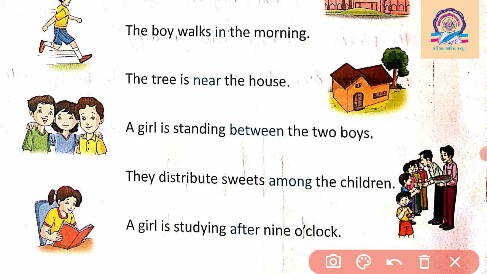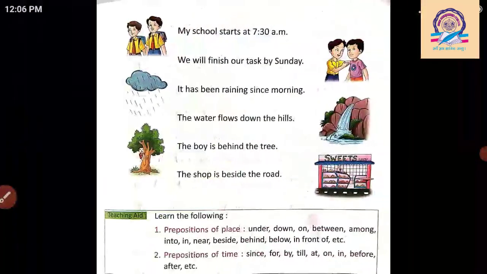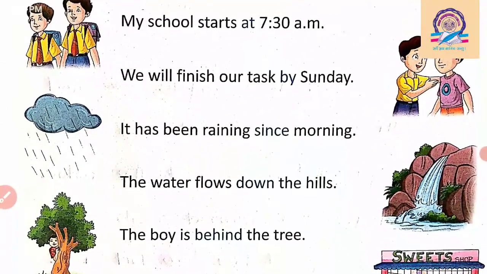The girl is studying after 9 o'clock. So after and before: after means a fixed time is given here. After 9 means before 9 she is not reading, but when 9 o'clock occurred, at that time she started her reading work. So after means some fixed time; after some fixed time she started her work. We can use after and before to show when she or he or we start our work.